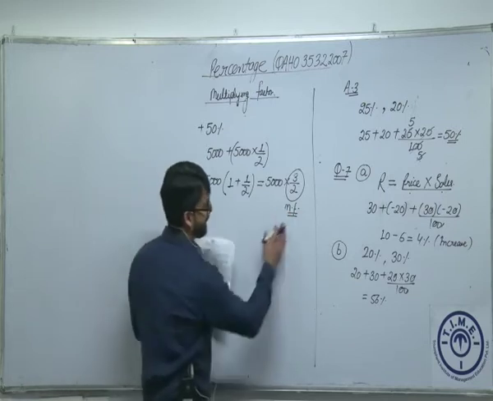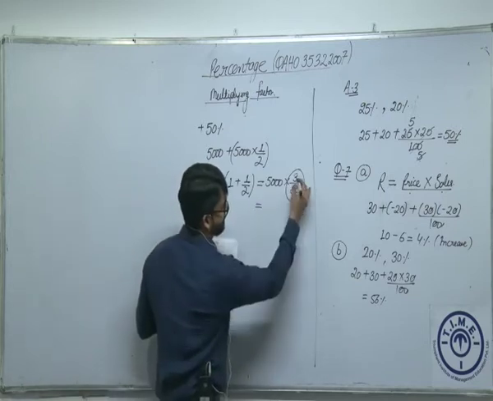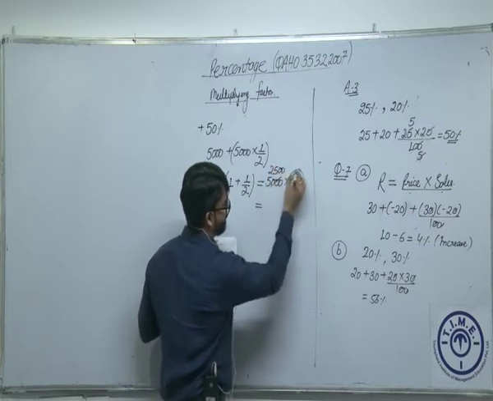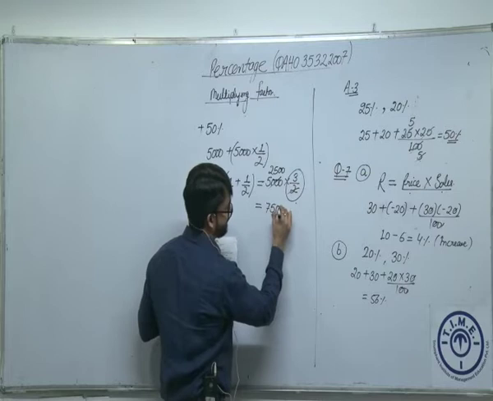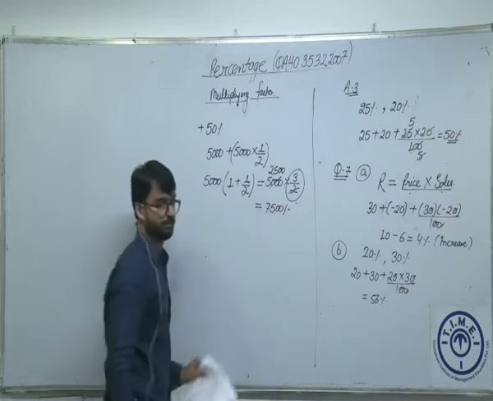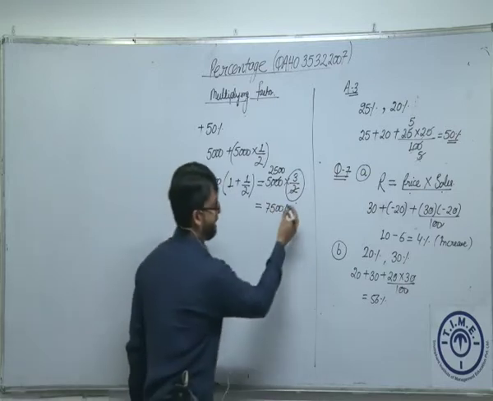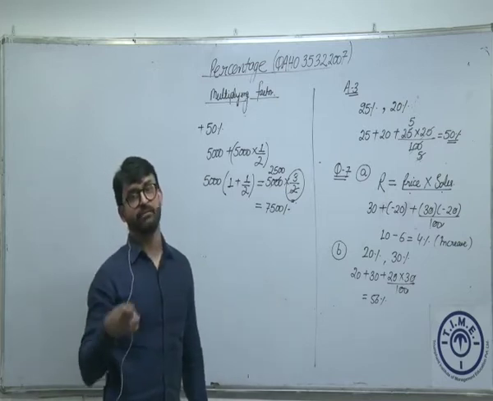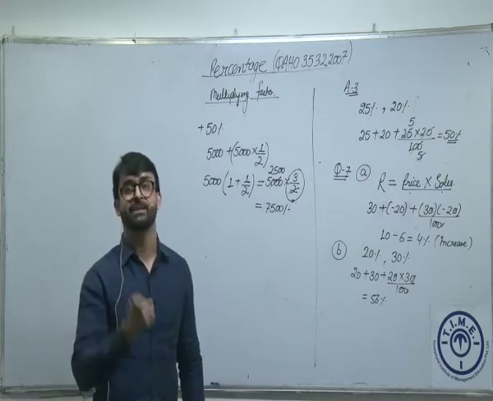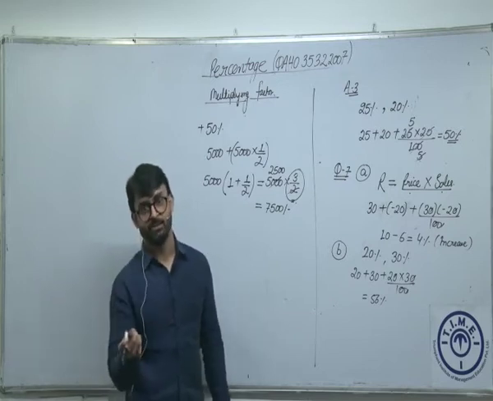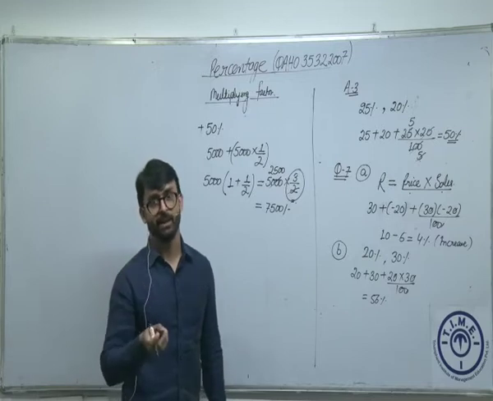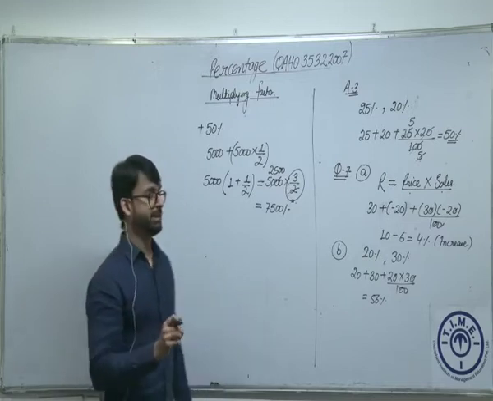We can take it mathematically also. 5,000 into 3/2 is what? This is 2,500 into 3, which is 7,500. Am I right? So this is multiplying factor. Multiplying factor is a tool which is used to calculate final value after certain percentage change. किसी भी percentage change के बाद जो final value निकल के आती है उसको हम multiplying factor की मदद से आराम से solve कर सकते हैं.